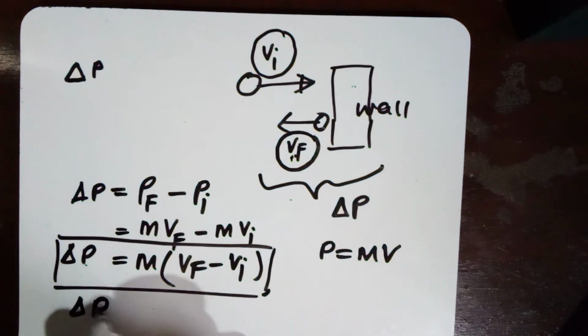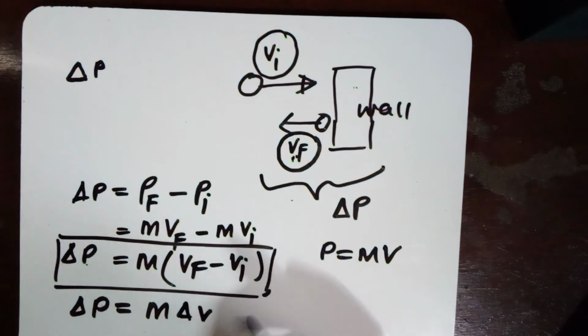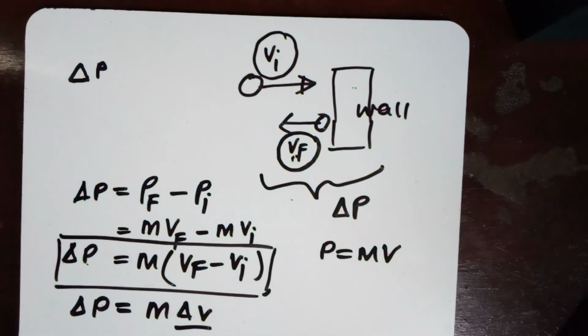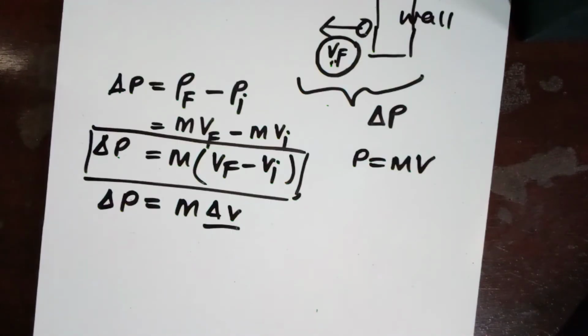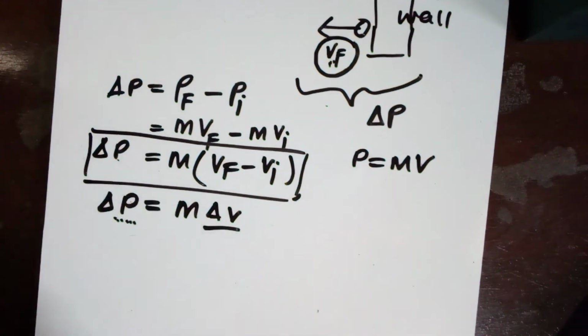Then you can write it as change in p, the change in momentum, equals m multiplied by the change in v. So vf minus vi would be a change in v. So that is the formula to calculate a change in momentum. But then let us now do another calculation that requires us to use this formula.